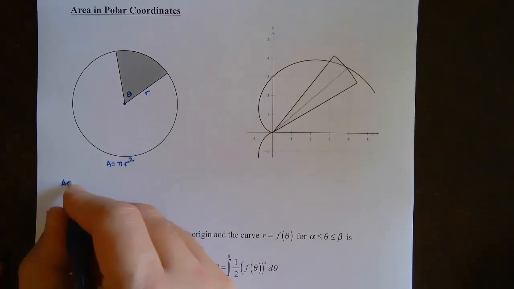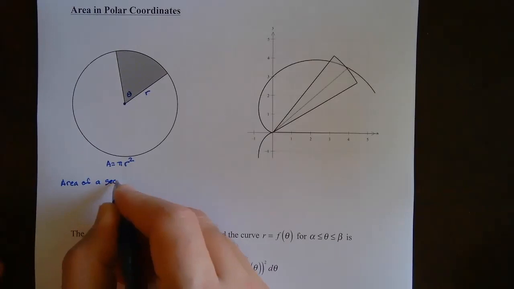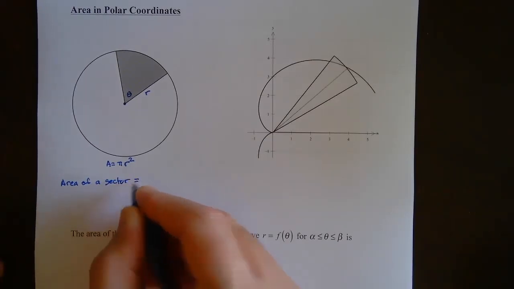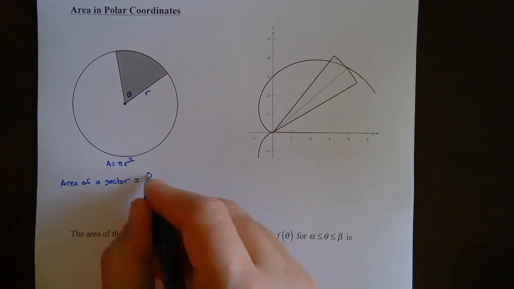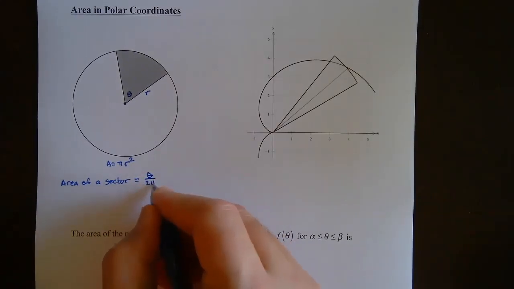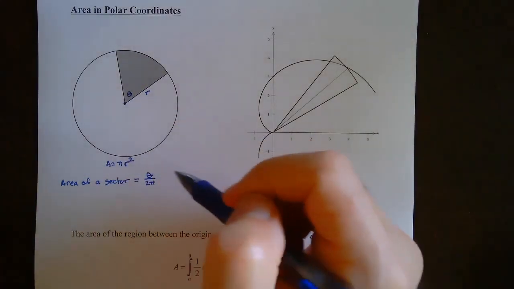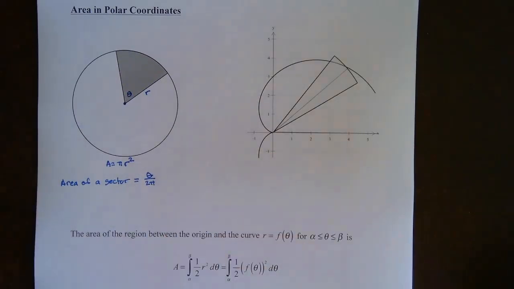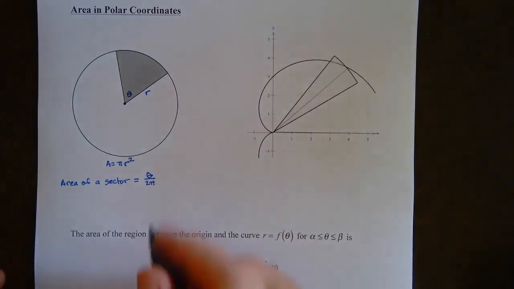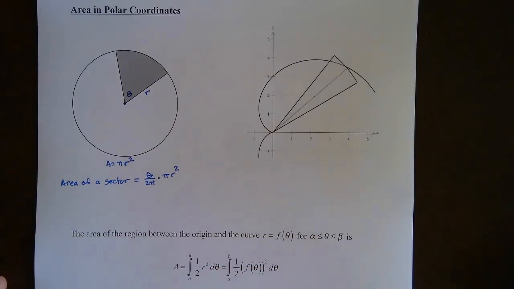So the area of a sector, the shaded region here, happens to be the angle theta out of 2 pi, because that's the part of the whole angle that you have. That's going to be the same fraction of the area, right? So we can just take that fraction and multiply it by the area, pi r squared.